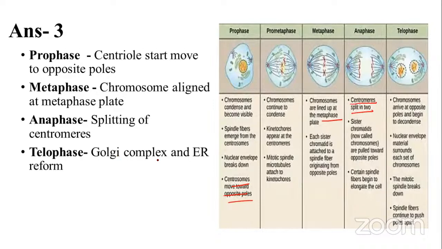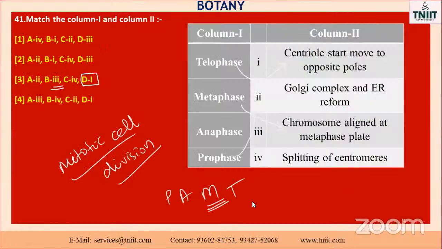And telophase: see here, the Golgi complex and endoplasmic reticulum reform. The spindle fibers continue to push the poles, the mitotic spindle breaks down, and the new chromosomes at the opposite poles begin to decay. Nuclear envelope material surrounds each set of chromosomes. So which option is the correct one? See here, this is the correct one.